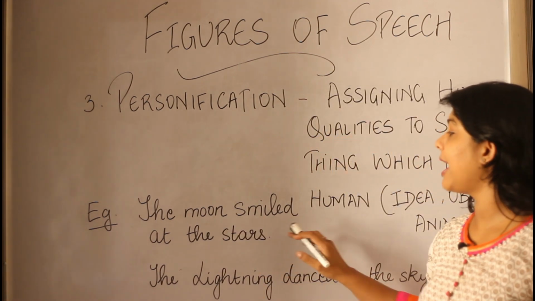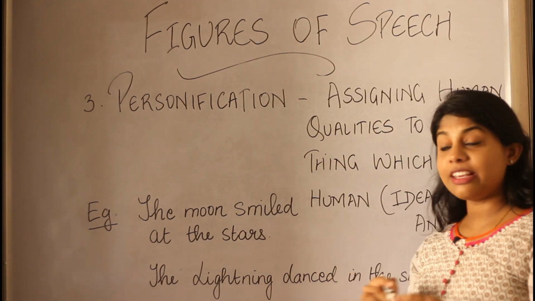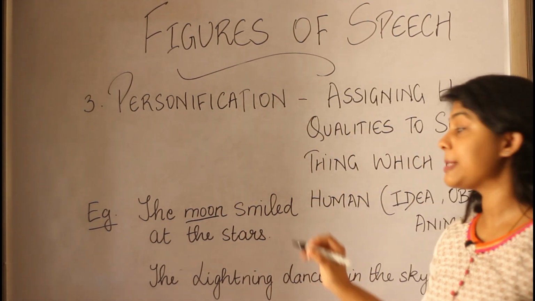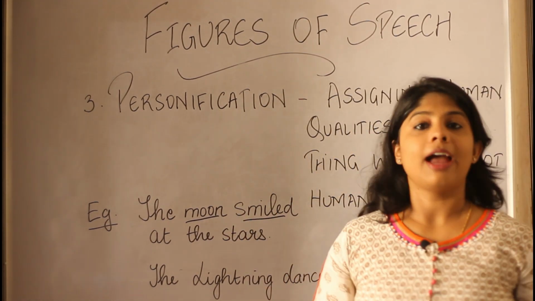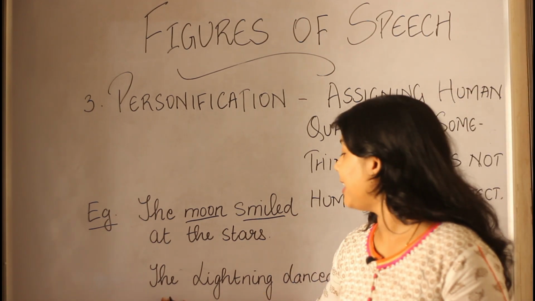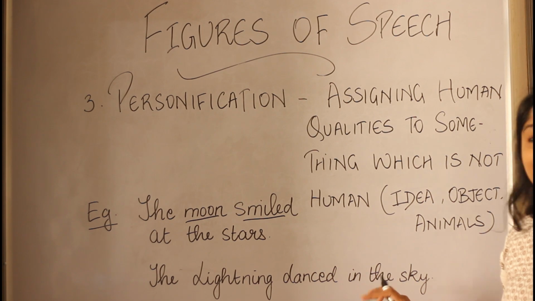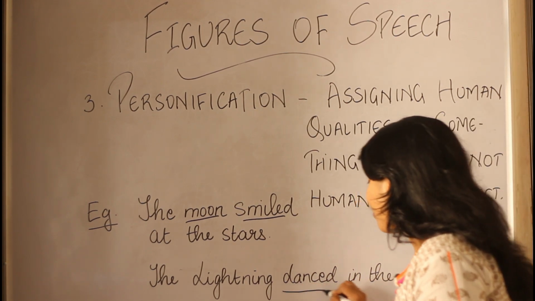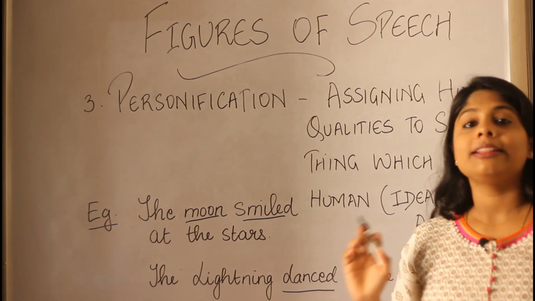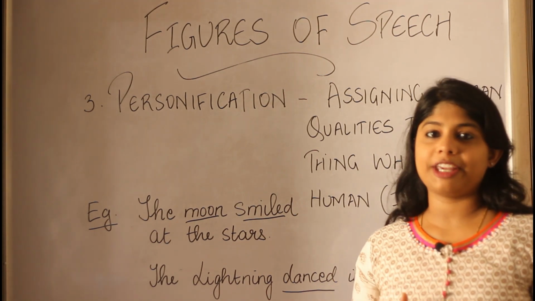The moon smiled at the stars. Now here, the moon is given the human quality of smiling, and this is the personification in it. Here, the lightning danced in the sky. Here, dancing, which is again a human quality, is given to the lightning. These are examples of personification.